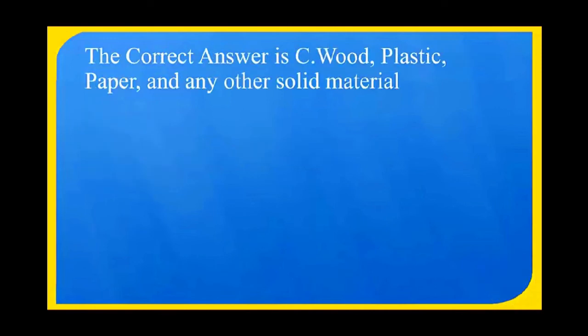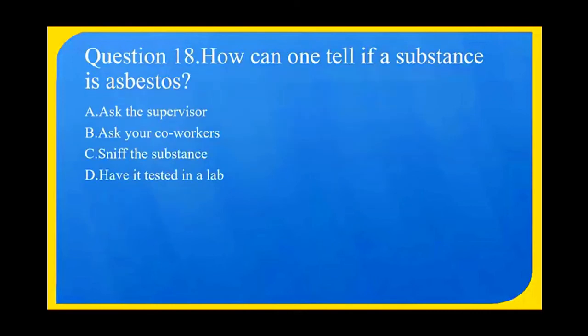The correct answer is C. Wood, plastic, paper, and any other solid material. Question 18. How can one tell if a substance is asbestos? A. Ask the supervisor. B. Ask your co-workers. C. Sniff the substance. D. Have it tested in a lab.